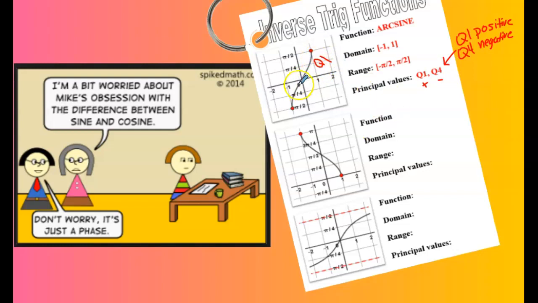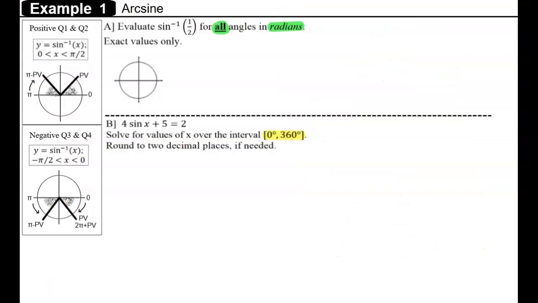And then from 0 to negative pi over 2, those are the principal values from quadrant 4. And remember, sine is positive in quadrant 1 and negative in quadrant 4. So in example 1a, we want to evaluate the arcsine of 1/2 for all angles in radians, giving exact values only.